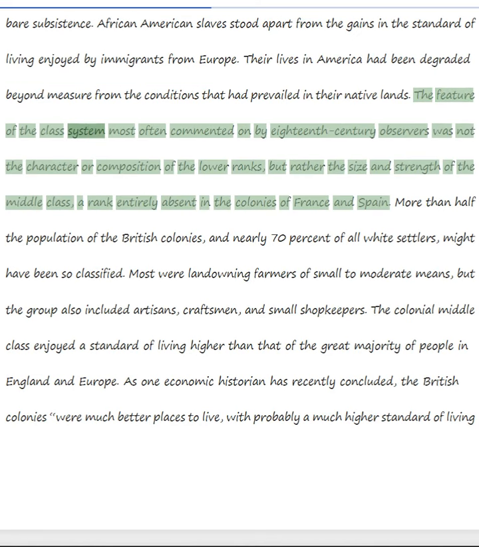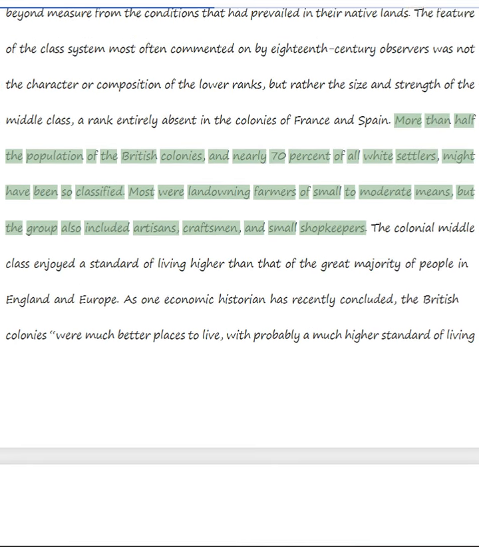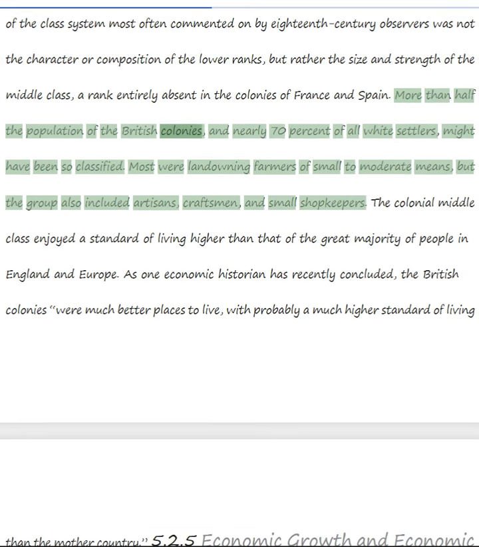The feature of the class system most often commented on by 18th-century observers was not the character or composition of the lower ranks, but rather the size and strength of the middle class, a rank entirely absent in the colonies of France and Spain. More than half the population of the British colonies, and nearly 70% of all white settlers, might have been so classified. Most were landowning farmers of small to moderate means, but the group also included artisans, craftsmen, and small shopkeepers.